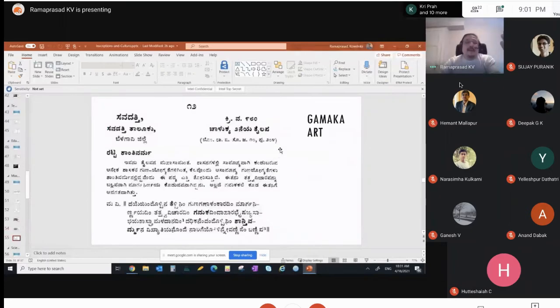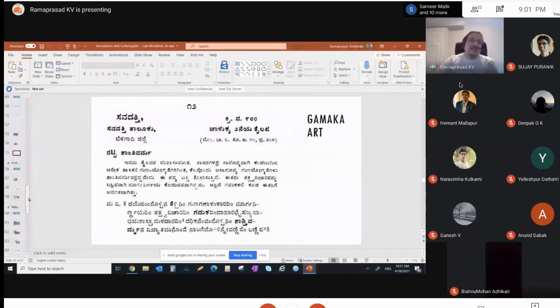And this is an inscription from 980, a Chalukya inscription, where it talks about the art of Gamaka. Probably this art of Gamaka is right now only practiced in Karnataka, as far as I know. It's basically the musical reading of epics or poetry.